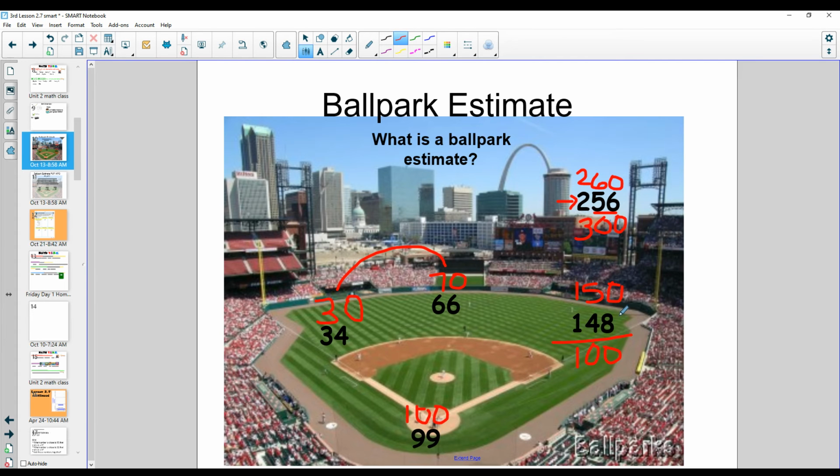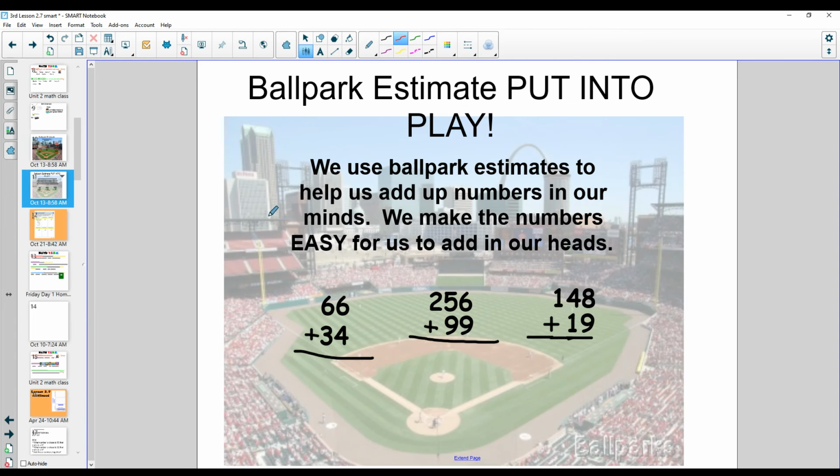Let me show you how this works. Right here, when we use ballpark estimates, remember it's to help us add the numbers up in our minds, mental math. Easy to add in our head. So 66, I would say my ballpark estimate would be 70. 34 is closer to 30. Now I can add these in my head. 70, 80, 90, 100. This is your ballpark estimate.